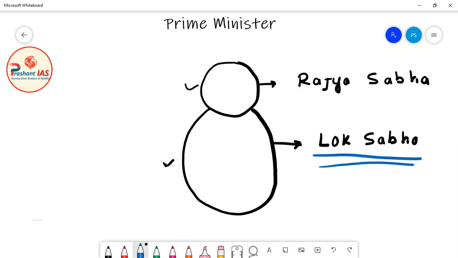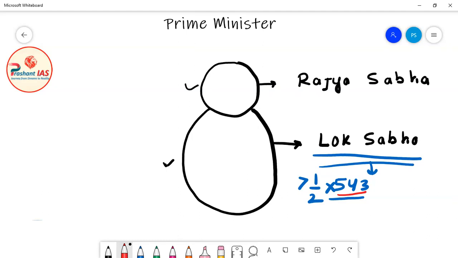Now friends, how many seats are there in Lok Sabha? We all know that there are a total of 543 seats in Lok Sabha. And for forming the government, what is needed? Absolute majority is needed. What is the meaning of absolute majority? Absolute majority means more than 50% of the total membership of the house.